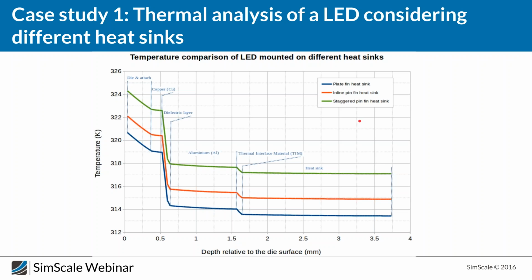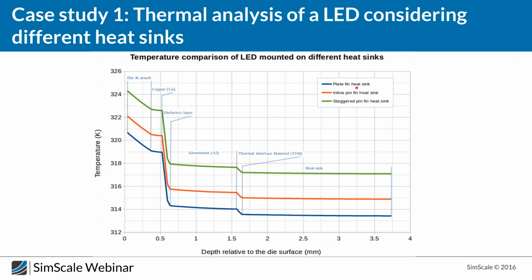So this graph, for example, shows case study one, where we do the simple LED analysis with different heat sinks. You can see how the temperature changes along the different materials. So this is die attach, copper, then dielectric layer, aluminum, thermal interface material, and then comes the heat sink. This is the first, the blue one.